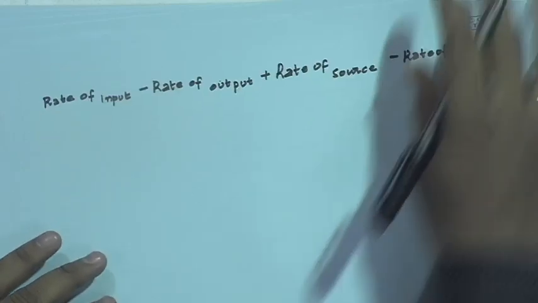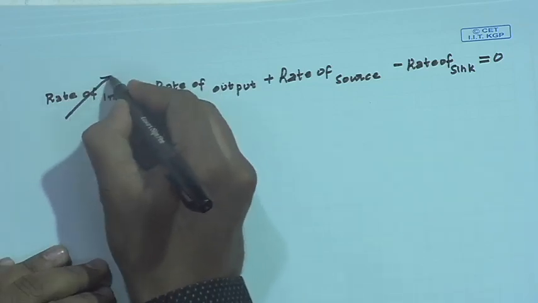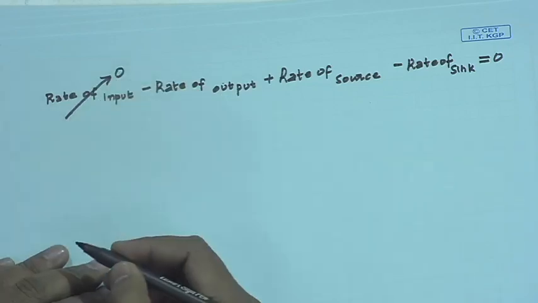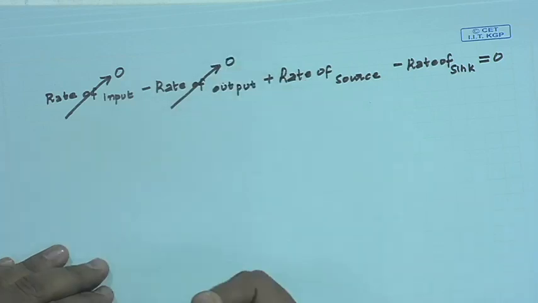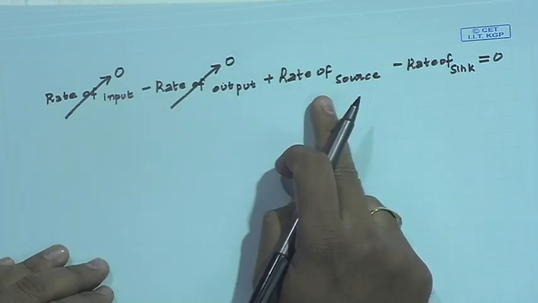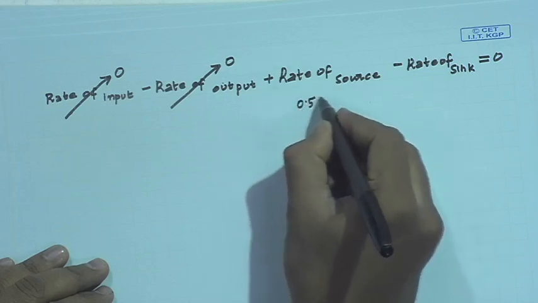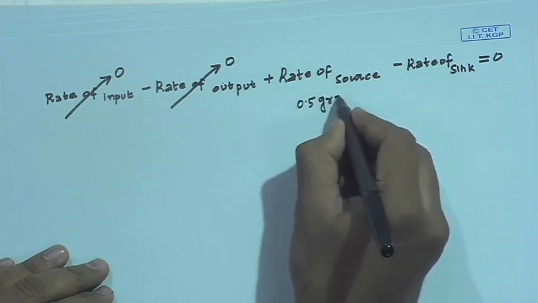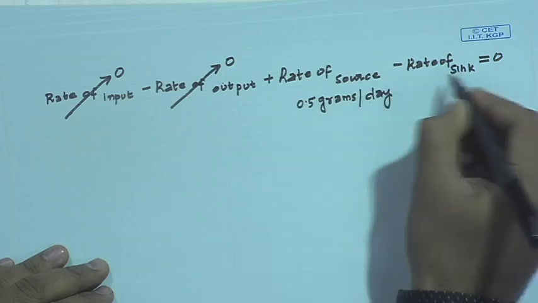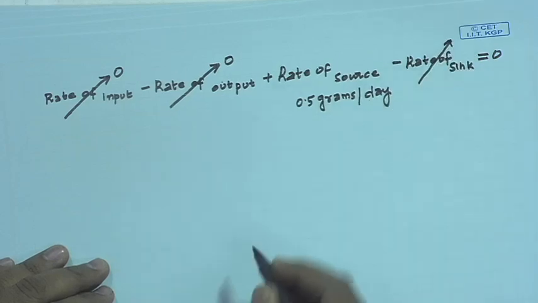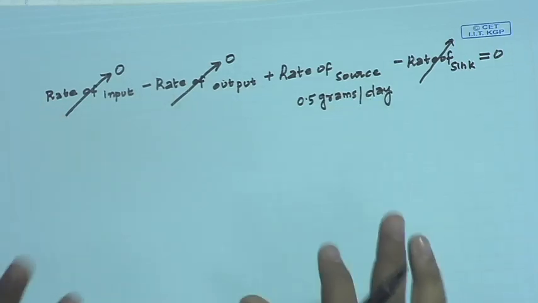So this is what we will be considering. Here there is no input, which can be put to 0. There will be no output, which is also placed to 0. We have a source which is being emitted at 0.5 grams per day, and there is no sink. So, this is how we have to write the complete equation and understand this.